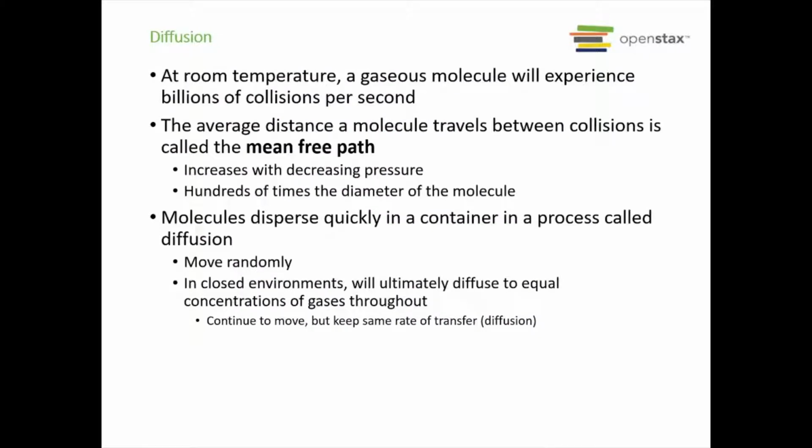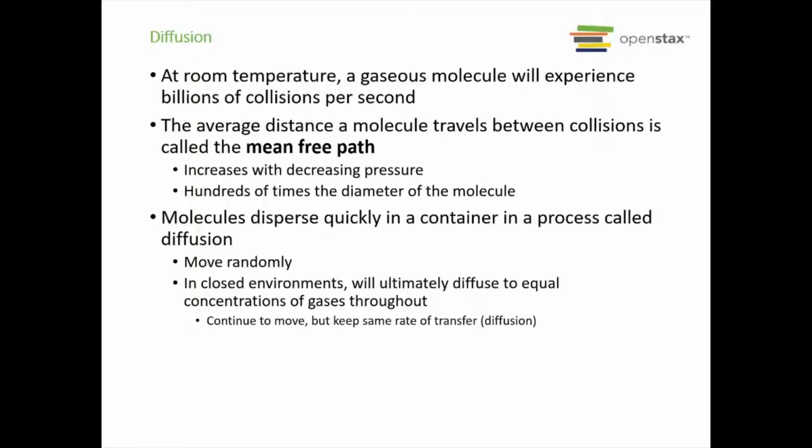At room temperature, a gaseous molecule is going to go through billions of collisions every second. And the average distance that it can travel between collisions is called the mean free path. As we decrease pressure, this mean free path is going to increase because now it's not being condensed as much. The mean free path itself is hundreds of times larger than the diameter of the molecule itself. There's a lot more empty space in a container than there is size of molecules.